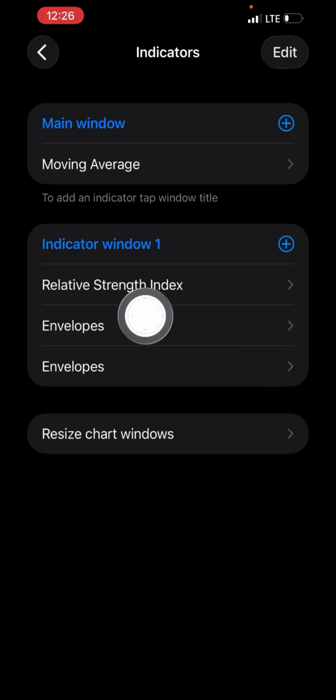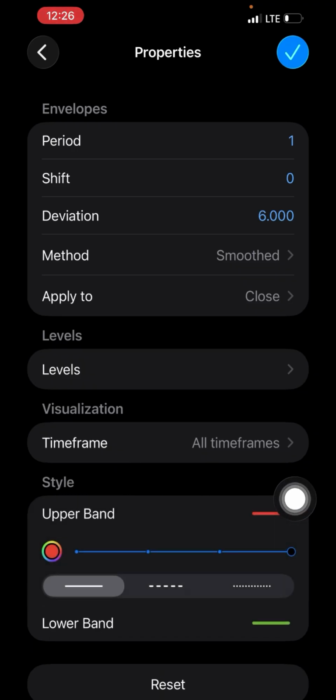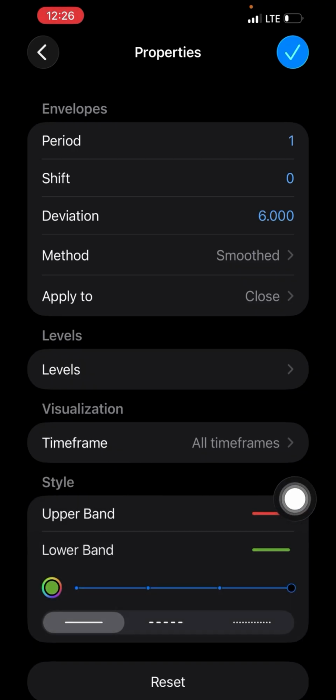All right, then next we have the envelope. You click on the indicator plus icon, you search for your envelope. The period is 1, shift is 0, deviation we have 6.000, method is simple, apply to is close, the level you leave as it is, time frame is all time frames. The upper band is color red, 4 pixel. The lower band is color blue, 4 pixel also, and you click on done.